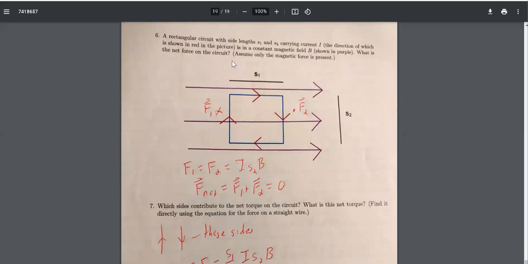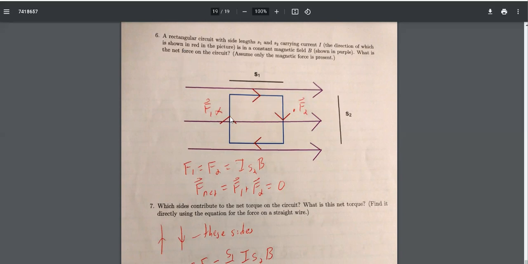All right. So we have this rectangular circuit here that's inside of this magnetic field. And we want to know what is the net force. Well, first off, this wire has no net force on it at all because it's parallel to the magnetic field. Similarly, this wire has no force on it at all because it's anti-parallel with the magnetic field. These two do have forces on them though.